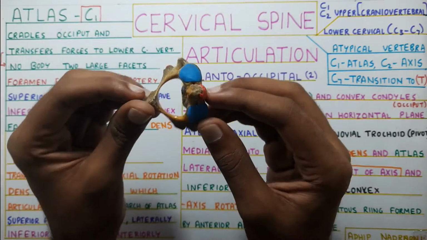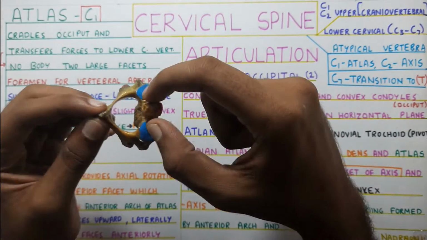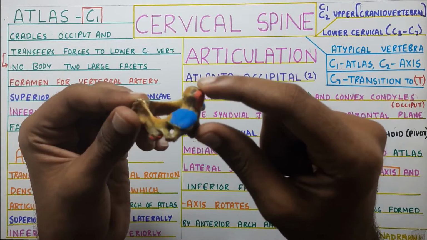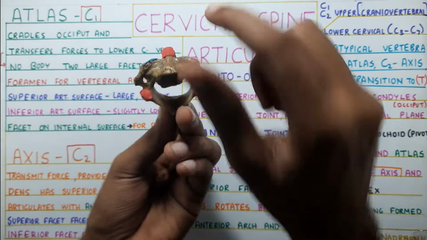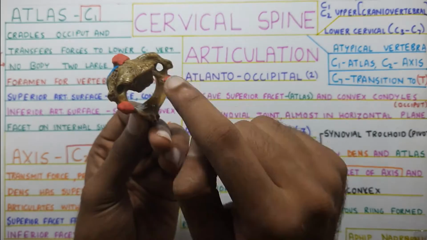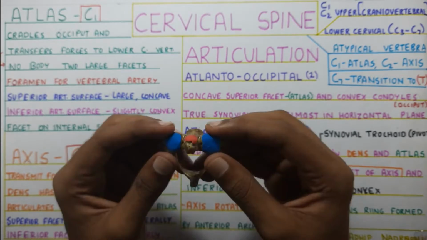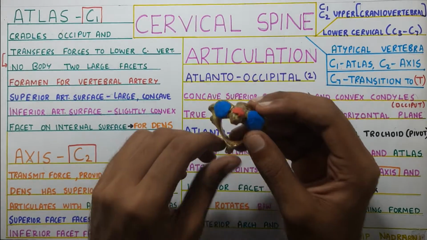Okay, so if you can see again, this one also doesn't have a proper body. There is a nice anterior projection that you can see, and this is your dens. These are the two articulating surfaces, superior and inferior. Over here also there is a foramen for passage of your artery.